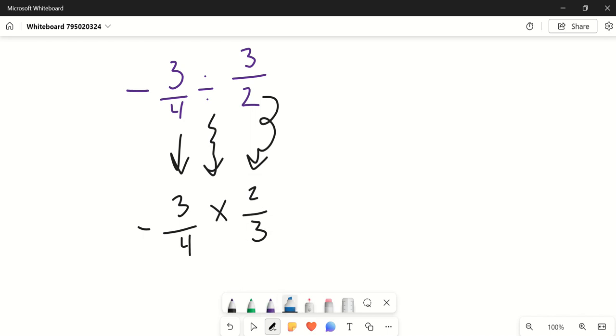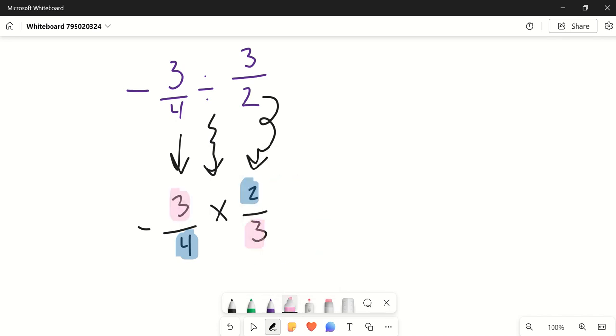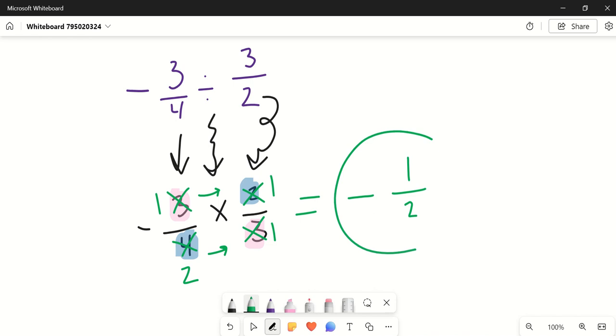Cross simplification here, I have 2 and 4 on one side, and on the other side, I have 2 3s. So, in order to change this up, I'm going to divide. The 3s will cancel out and become 1s because they're the same number. 3 divided by 3 is 1. And over here, this 2 will become 1, and this 4 will become 2 because they both have 2 in common. When I divide 2 by 2, it becomes 1, and divide 4 by 2, it becomes 2. I will multiply straight across, which will be negative 1 over 2, or negative 1/2. It is simplified, and that is my answer.